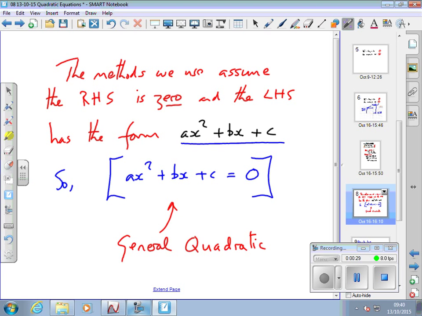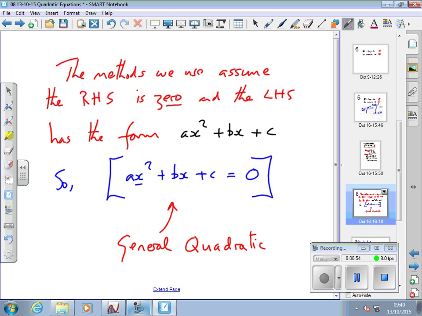This is a general quadratic. In other words, my equation looks a bit like this quadratic equation, the left-hand side does. There's some term involving x squared, that's what makes it quadratic, and this a represents a number that's in front of it. So this is what's called the coefficient of x squared, this a. It could be positive, it could be negative, it could be a fraction, any number. So some number in front of the x squared.